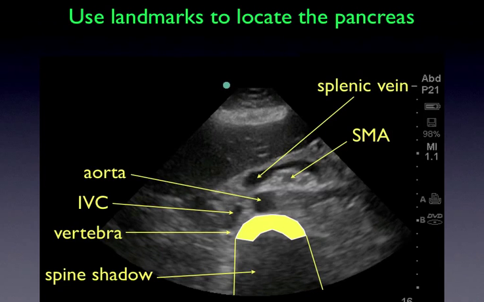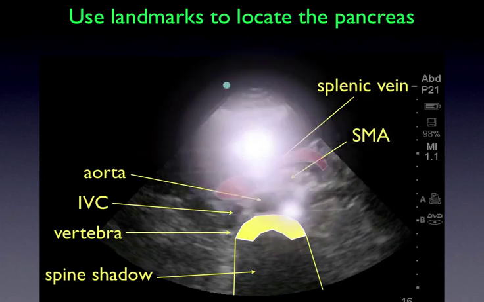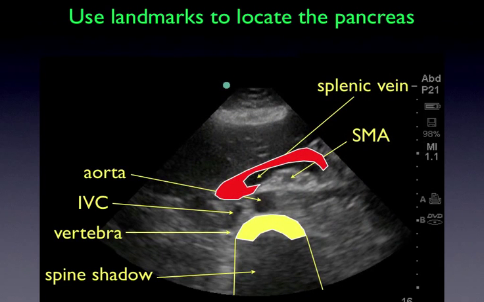Now where's the pancreas? If you look around the splenic vein, the way I imagine it is think of the splenic vein as a lake. The shore around the lake, that's the pancreas. So take a look at the right side of the lake, the top of the lake, the left side of the lake. And now here's the pancreas, right above the lake.